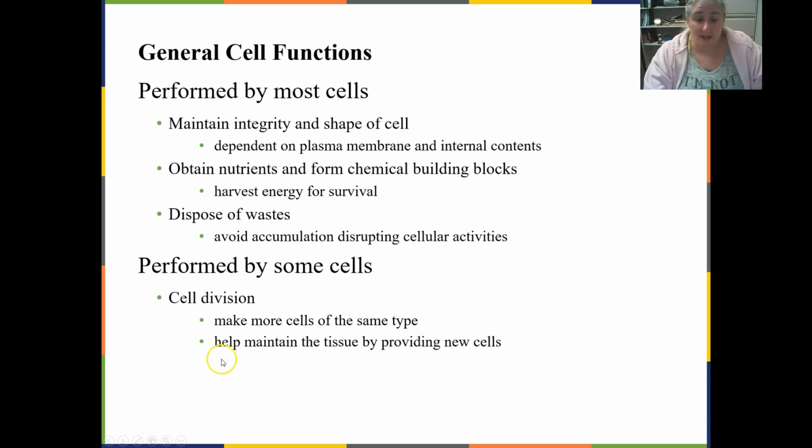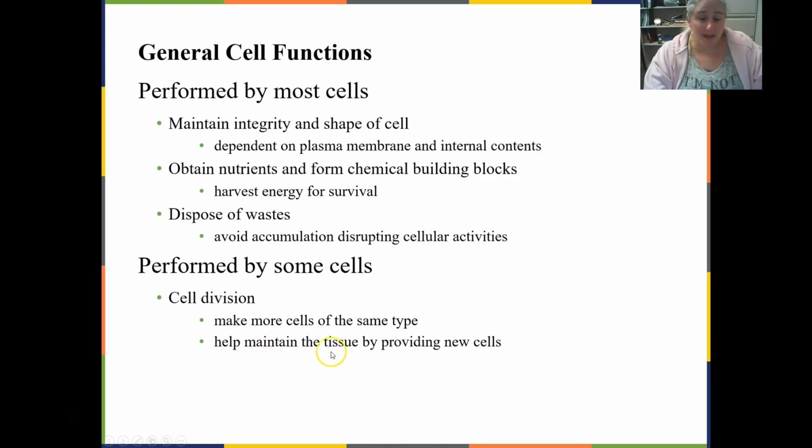So when we're talking about cell division, we're looking at mitotic division, where we're producing new identical cells. There's another type of cell division called meiosis that we'll talk about when we get into the reproductive system. And meiosis is a cell division where we're producing unique sex cells.